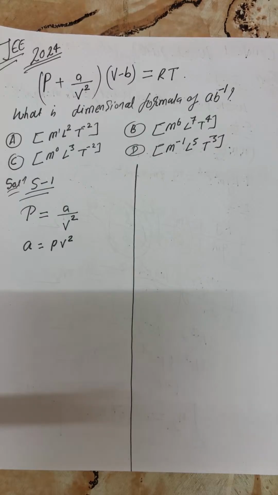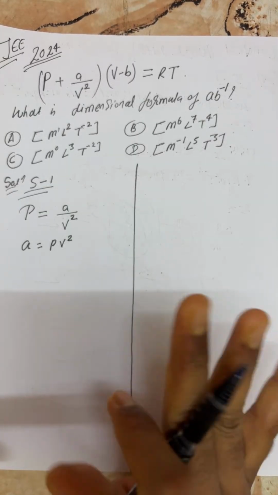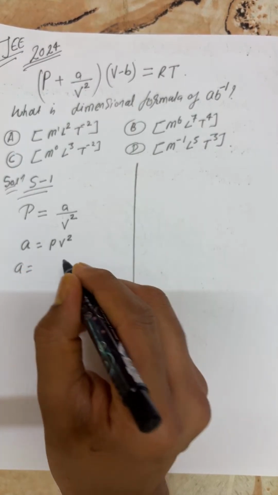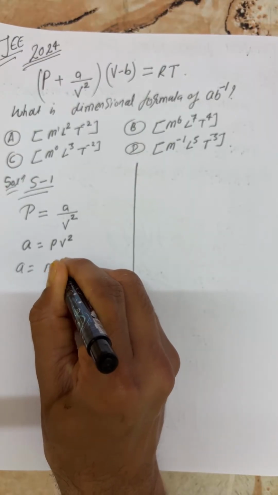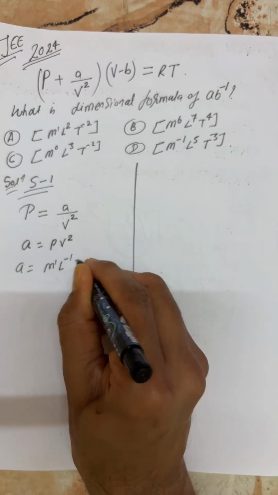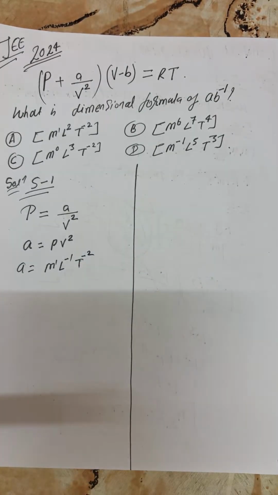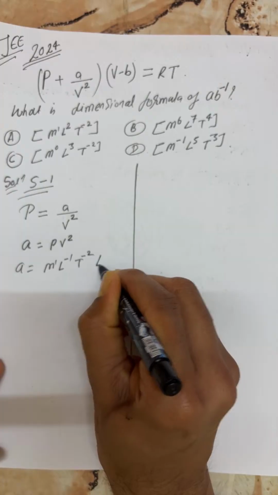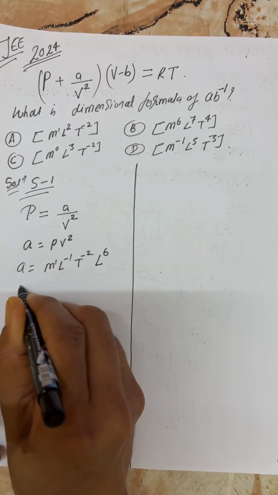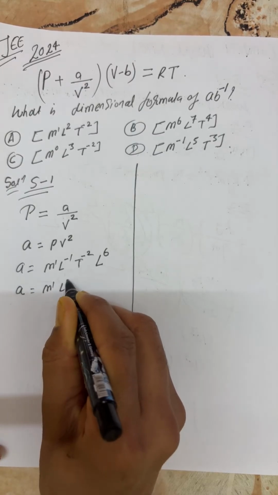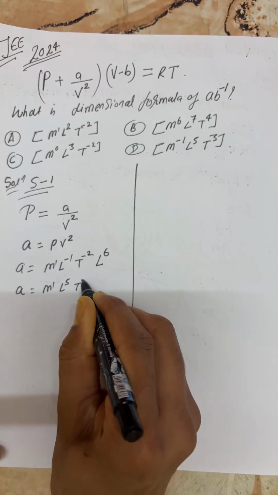P is what? Pressure. Yesterday I solved this, so I can use the formula directly. What is the pressure here? Force per unit area, so you can say M to the power 1, L to the power minus 1, T to the power minus 2. This is the pressure. Now your volume square: volume I said yesterday is L cube, so this is L to the power 6. So the dimension of A you can write as M1 L to the power 5 T to the power minus 2.